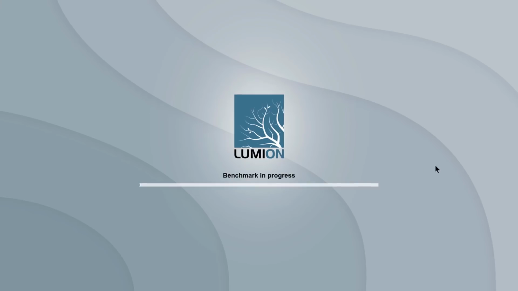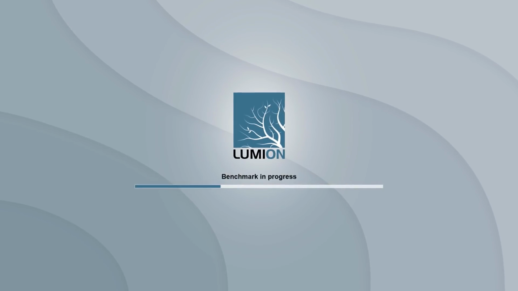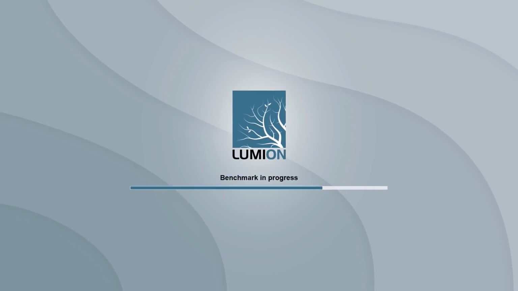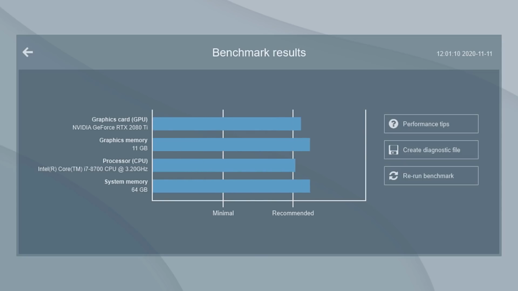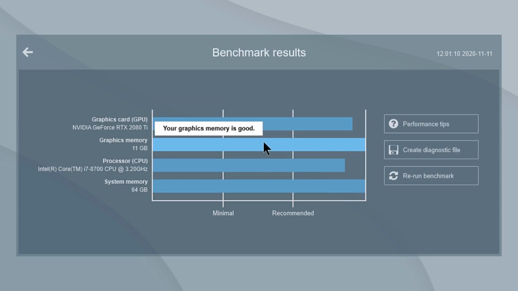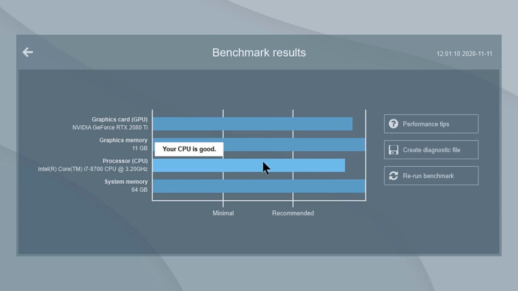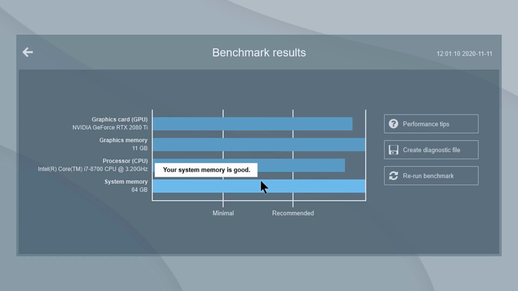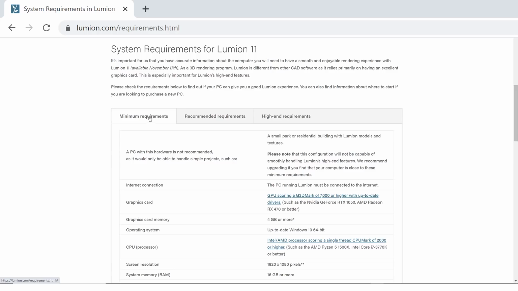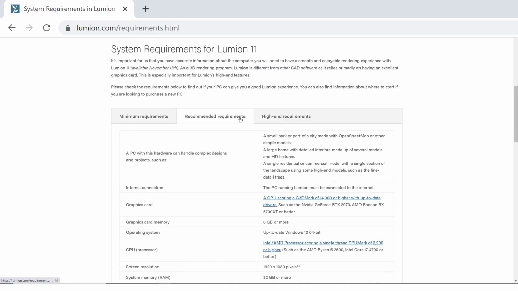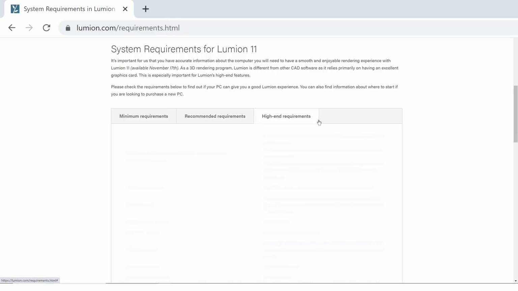Let's get started. Once you've installed Lumion and started it up, a hardware benchmark will check the speed of your computer. The results are shown here. This computer has an NVIDIA RTX 2080 Ti card, and all the benchmark bars are above recommended, which means this machine is going to handle even the most complex scenes with ease. If you're wondering how your machine would fare, the free trial includes the benchmark, and you can also check out Lumion's system requirements at lumion.com.